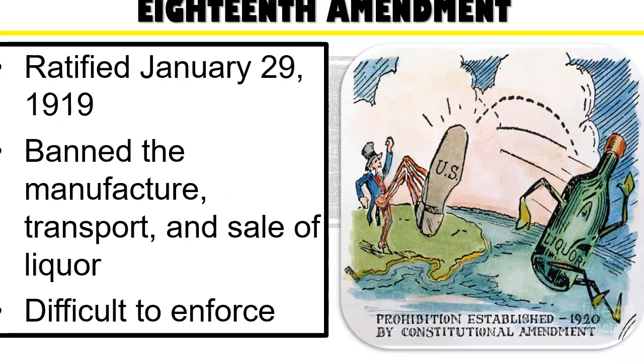The 18th Amendment was ratified January 29, 1919, which banned the manufacture, transport, and sale of liquor. We will dive more into prohibition next week. But until then, you need to know the 18th Amendment was heavily influenced by women because of the effects of heavy drinking, which often included domestic abuse.